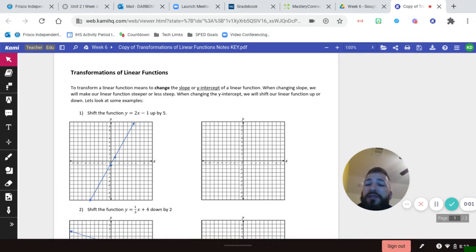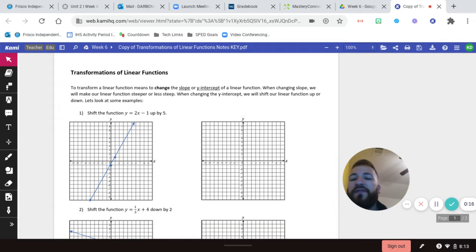Transformations of linear functions. Transforming a linear function means to change it either by shifting it up or down, or by making it steeper or less steep. We're going to do this by adjusting the slope and the y-intercept of each of our linear functions. So let's look at an example.